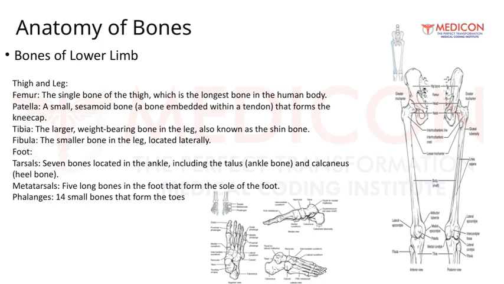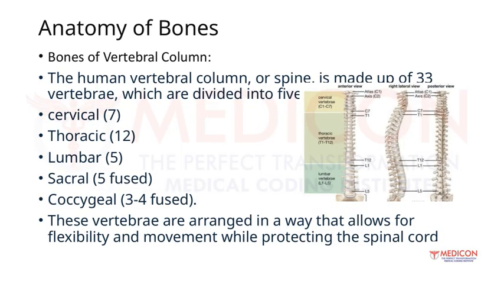Lastly, there are the phalanges, 14 small bones that make up our toes. These bones are essential for maintaining balance and enabling fine motor movements in the toes. Understanding this detailed structure helps us appreciate how the lower limb bones work together to facilitate movement and support our everyday activities. Let's take a closer look at the anatomy of the bones in the vertebral column.